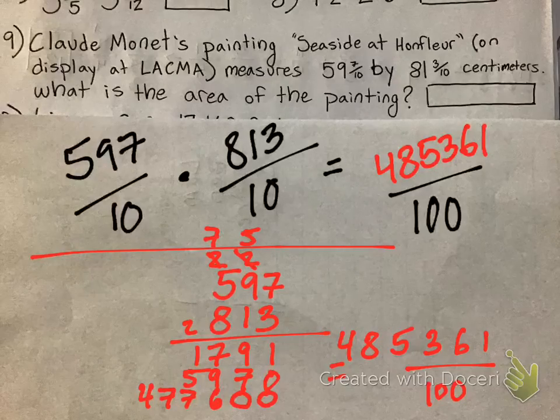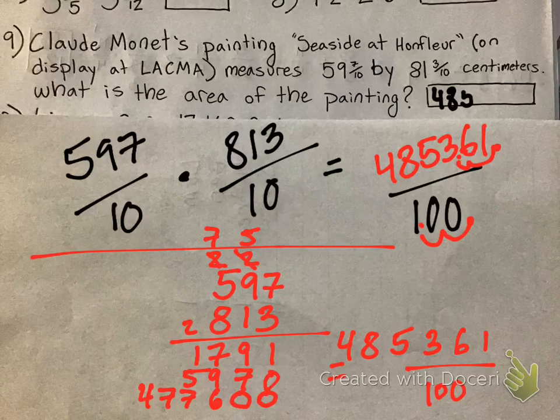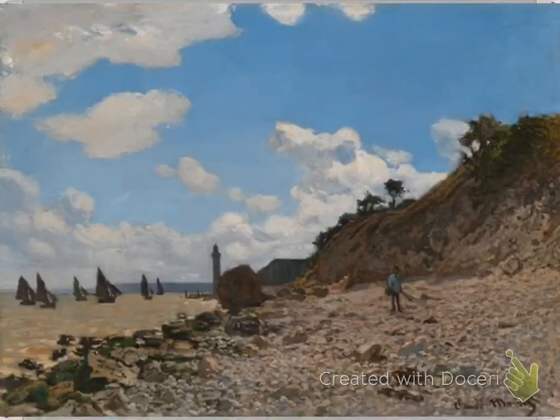We get 485,361 over 100. Who remembers my trick to solve this problem easier than dividing by 100? Trey. Yes, Trey, we put the decimal at the end and we want to get it over 1 because anything over 1 is our answer. We move it over twice. What we do to the bottom, we do to the top. We move it over twice and we get as our answer 4,853.61.